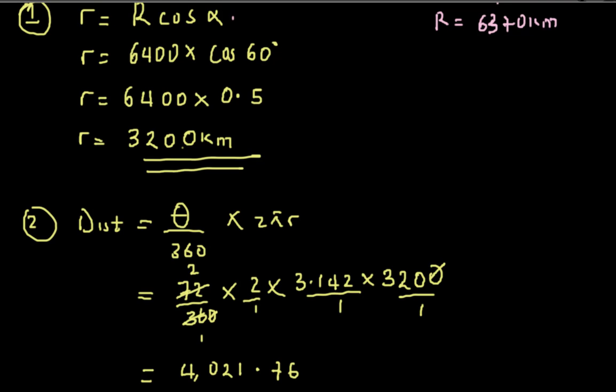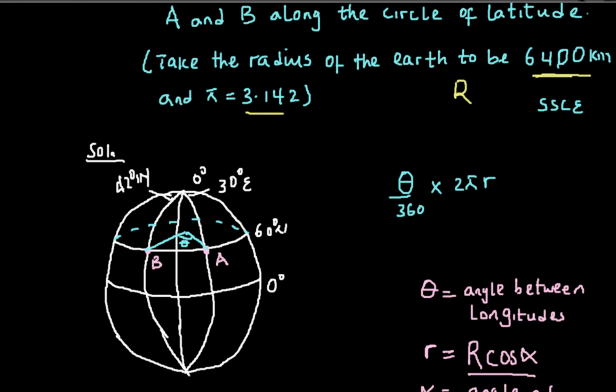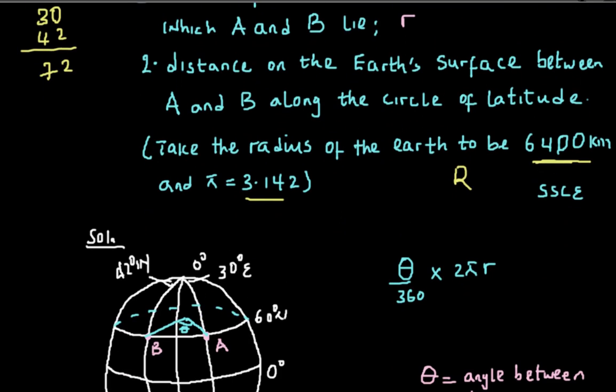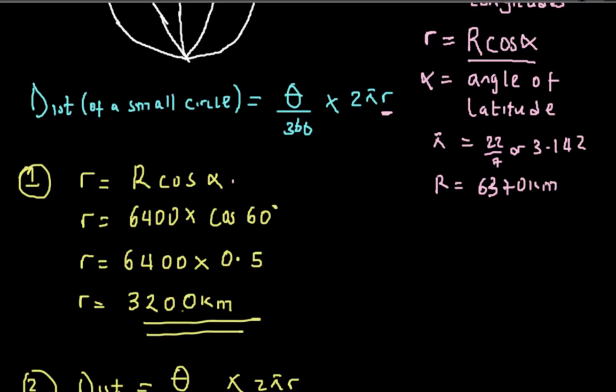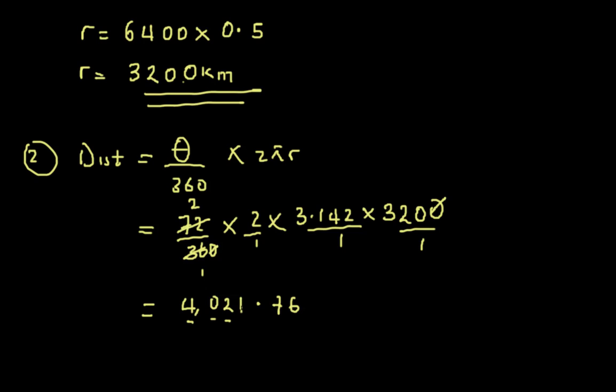4,021.76. Now let's look at how many decimal places we are told to leave our answer in. We are told to leave our answer to 3 significant figures, not decimal place. So 3 significant figures. Now we go 1, 2, 3. Is this up to 5? No. So our answer will be 4020 kilometers to 3 significant figures. This here is our answer, 4020 kilometers.